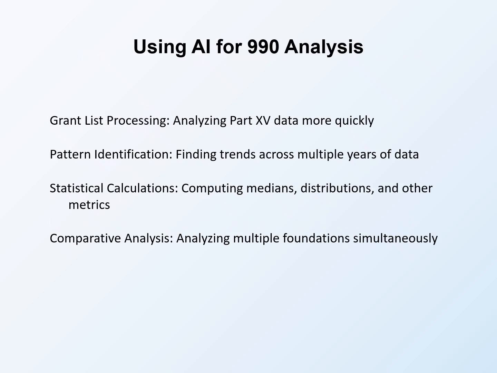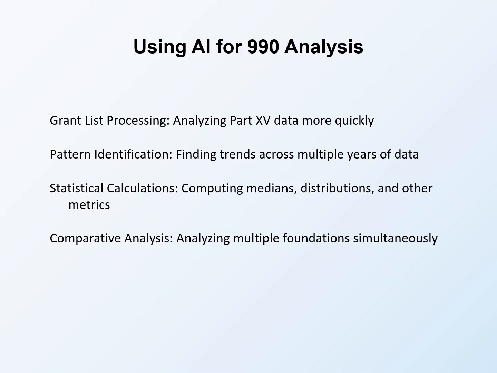AI can assist with the 990 analysis skills we developed earlier this week. Grant list processing uses AI to analyze Part 15 data more quickly than manual review. You might upload a grant list and ask AI to categorize recipients by type, identify geographic patterns, or note unusual grants. AI acceleration can make thorough analysis feasible for more foundations.